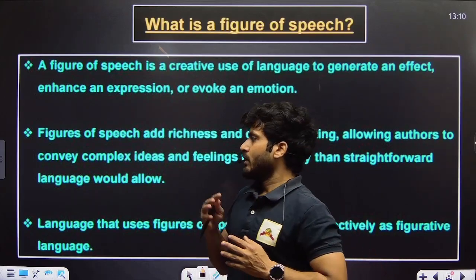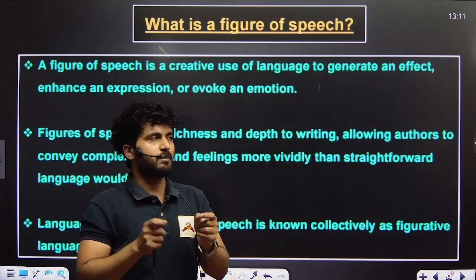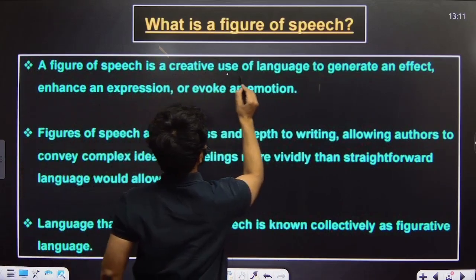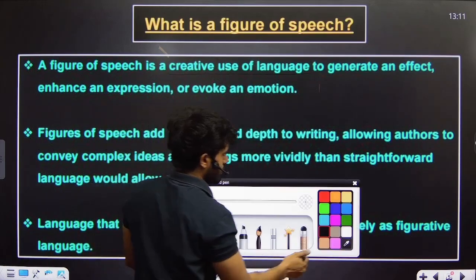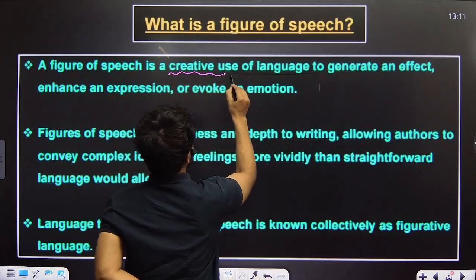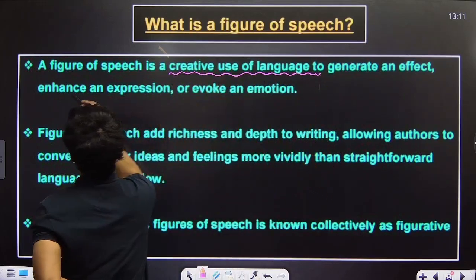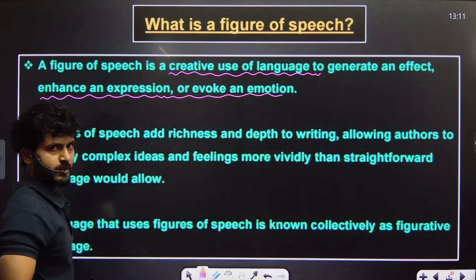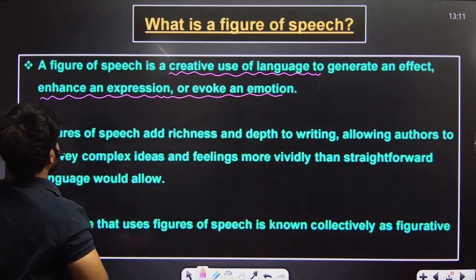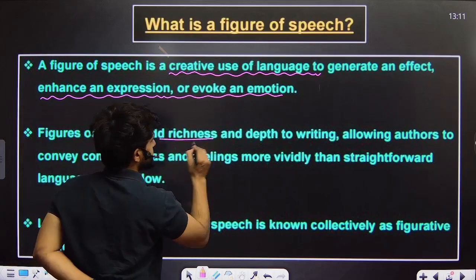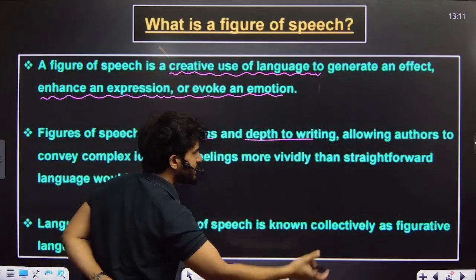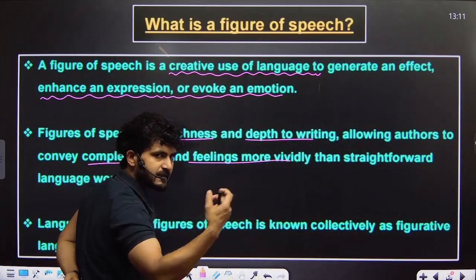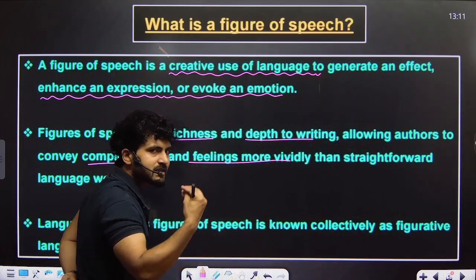So, figures of speech, a brief summary. It is just the creative use of language, as simple as that. It is a creative use of language in order to generate effect, to enhance the expression, or to evoke emotion. Figures of speech add richness and depth to the writing, allowing the authors to convey complex ideas and feelings more vividly than simply writing in literal language, that is, in a straightforward form.